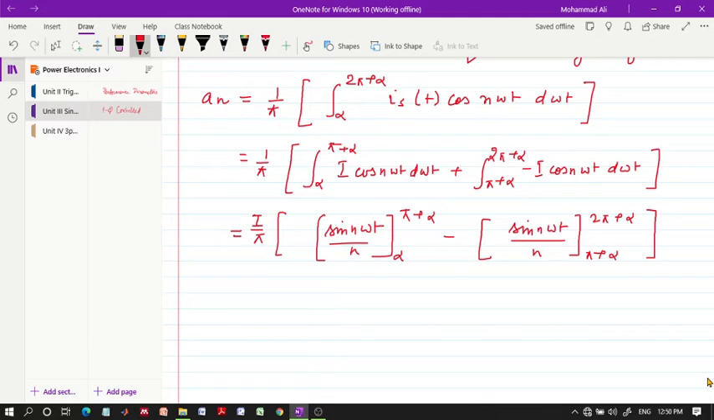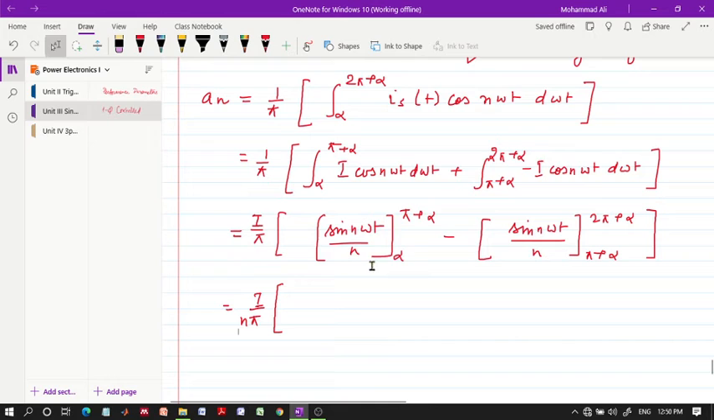Now expanding this again, I have pi, and I can take the n outside because n is a constant term right now. We can change the value of n to determine different values of an: a1, a2, a3, a4. For any value of n, this n will be constant, so we can take this n outside.